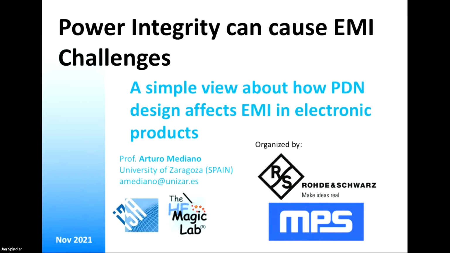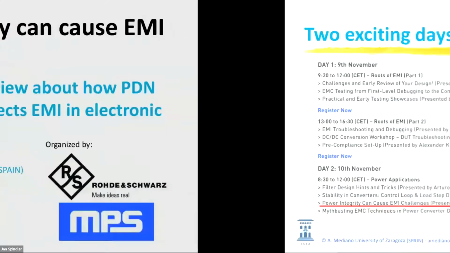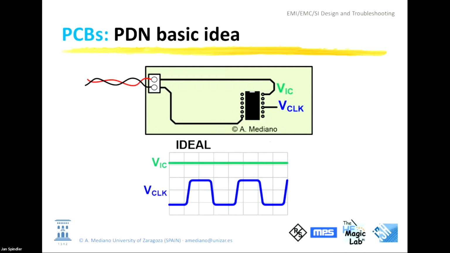So the design of the power distribution network in a PCB is a complex subject, to be sure that all the components in the PCB are receiving a good voltage, constant, and without a lot of ripple. So this is the idea of the problem. This is the ideal world.